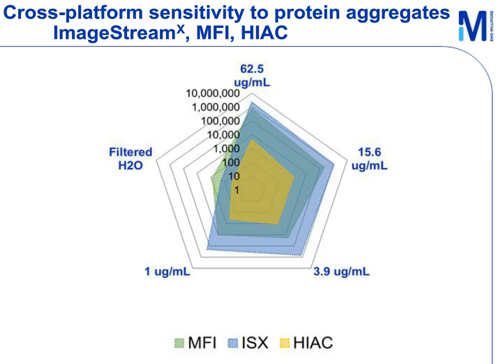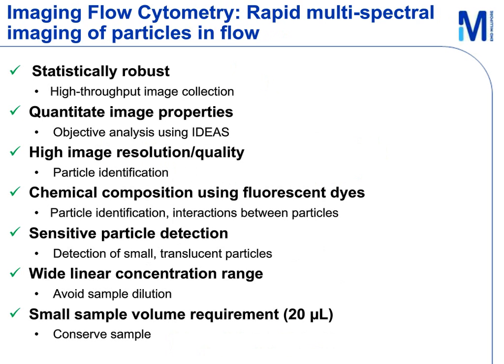So to summarize this talk, imaging flow cytometry offers several qualities that make this technique a potentially attractive platform for analysis of particles within therapeutic formulations. Because imaging flow cytometry is a high-throughput technique, large sets of image data can be easily collected, allowing the analysis to be statistically robust. These images can then be analyzed using IDEAS image analysis software, which allows quantitative and objective interpretation of the data. Imaging flow cytometry allows collection of high-resolution and high-quality imagery, facilitating analysis of particle type, even for small particles in the sub-10 micron range.